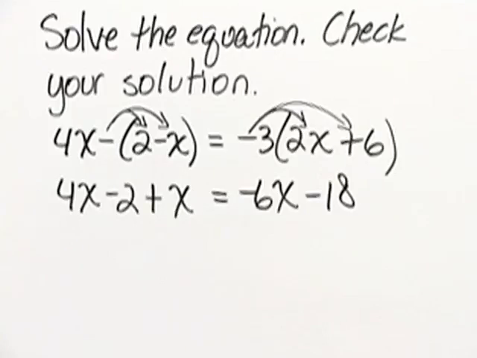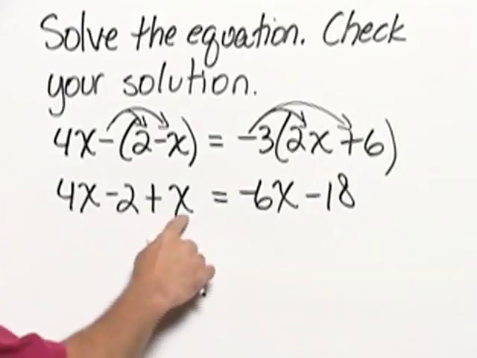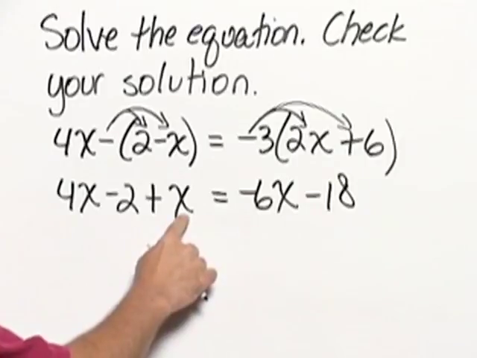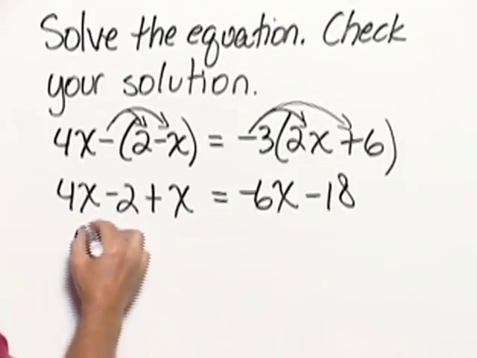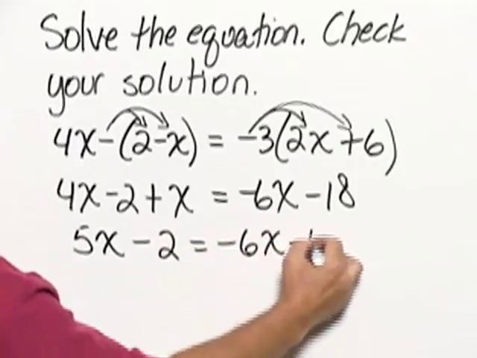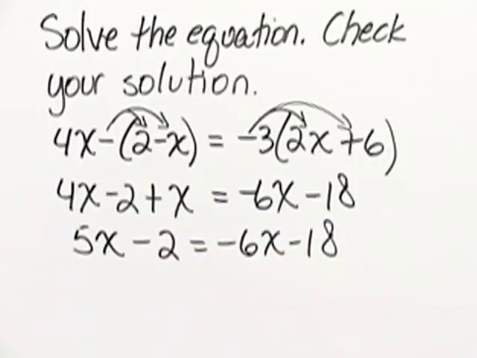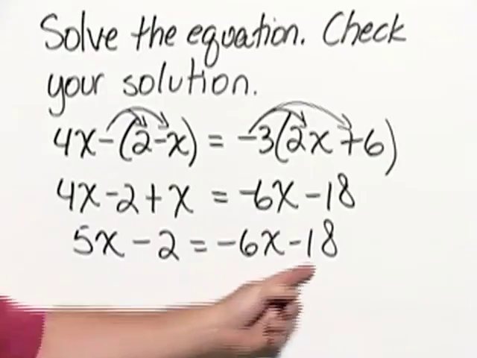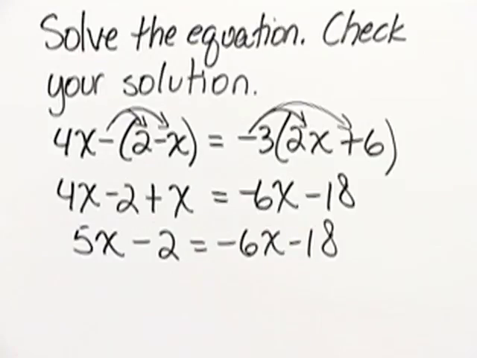On the left-hand side, we have a 4x plus x, and that is a 5x in total, minus 2, equals -6x minus 18. We have x's on both sides, and we have constants on both sides. Let's collect the x's on the left-hand side.